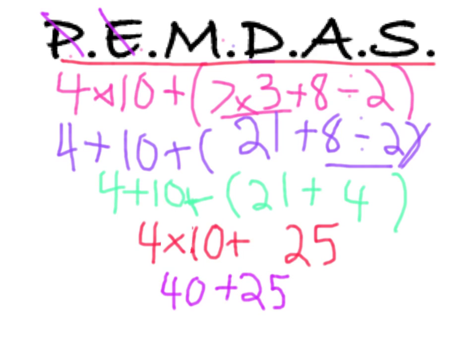So as the last step, we add 40 plus 25, which we know is 65. Also, now we've finished our order of operations pyramid here. As you can see, our answer is the tip.